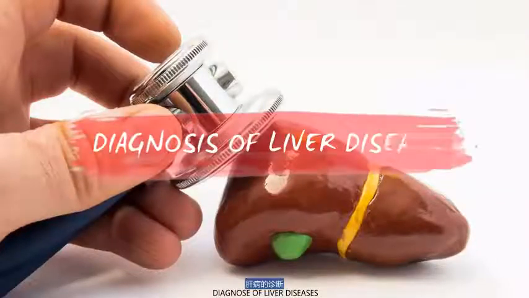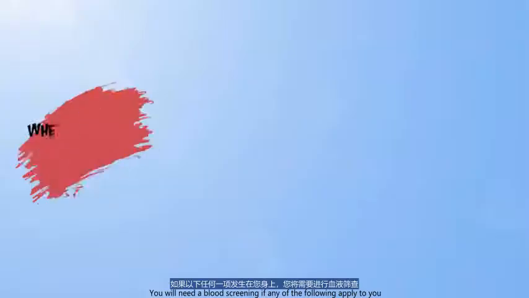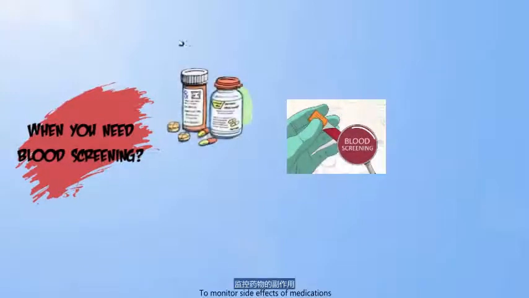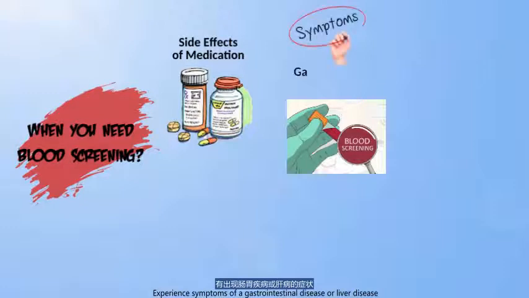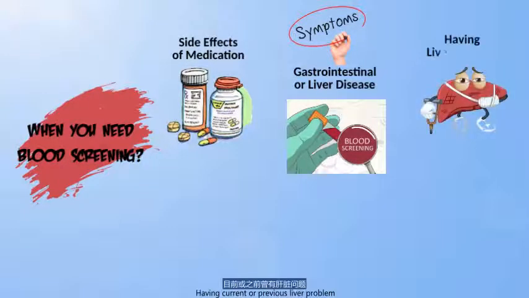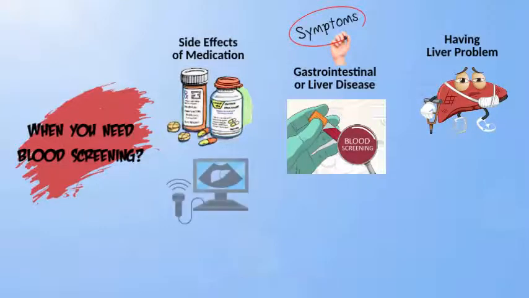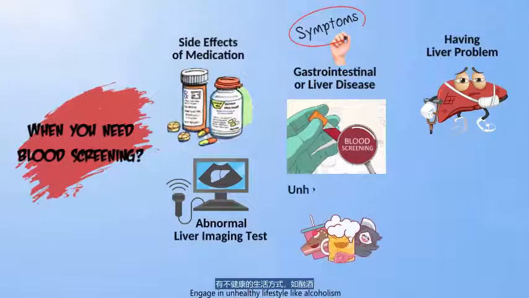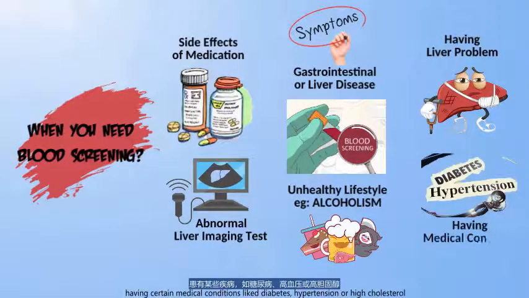Diagnosis of liver disease. You will need a blood screening if any of the following apply to you. To monitor side effects of medications. Experience symptoms of a gastrointestinal or liver disease. Having current or previous liver problems. Liver imaging test results were abnormal. Engage in an unhealthy lifestyle like alcoholism, or having certain medical conditions like diabetes, hypertension or high cholesterol.